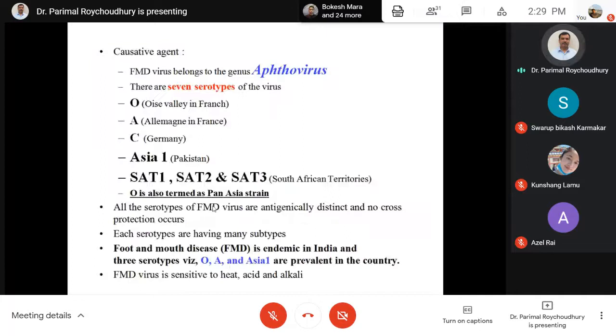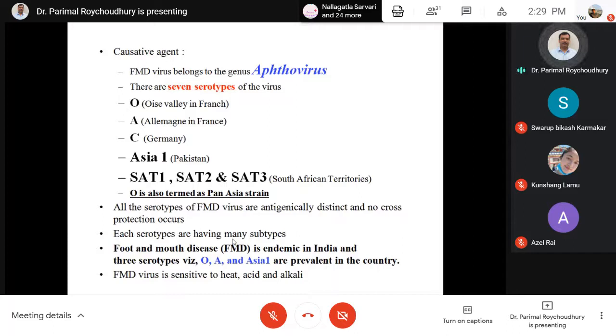Please note this down properly, and you must remember: 7 different serotypes have been identified globally. They are O, A, C, Asia 1, South African Territory 1, South African Territory 2 and 3. These are the 7 serotypes identified so far among foot and mouth disease virus outbreaks globally, right? The genus is Aphthovirus. Please record it properly. The family is Picornaviridae.